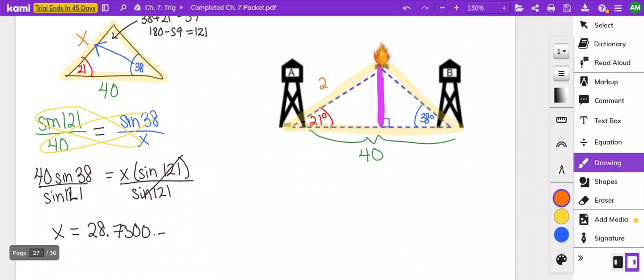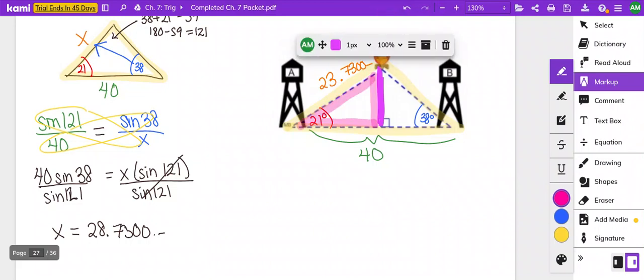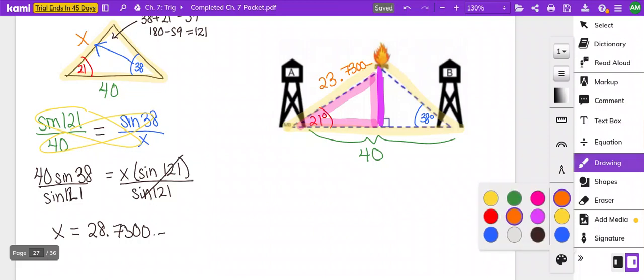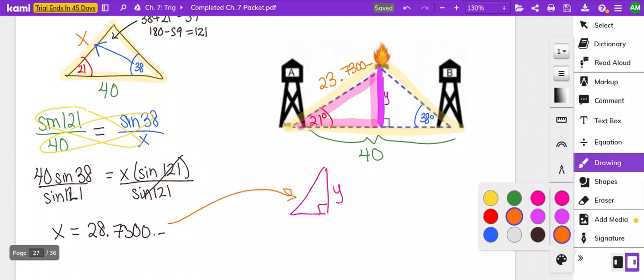I'm going to write that in my picture here, 28.7300, blah, blah, blah. Okay, now why do we care? We care because now that I know that side, I can look at this right triangle here. I need to use one of those two right triangles to help us find my ultimate x, or we could put y there, it doesn't matter, because we're asking for this side. So now I can take this side, put it right there, and I know that this angle measure here is 21.